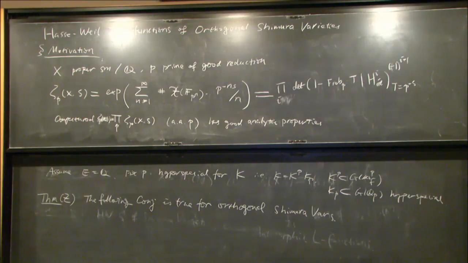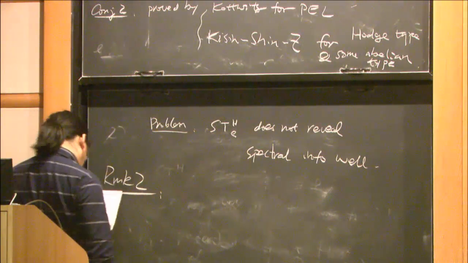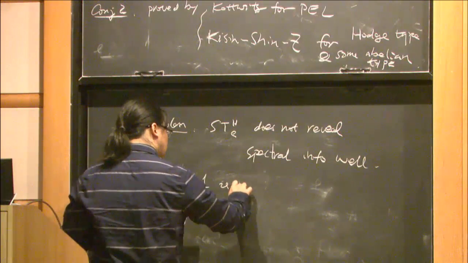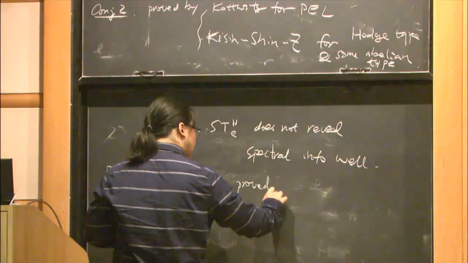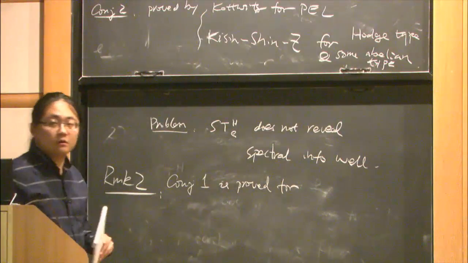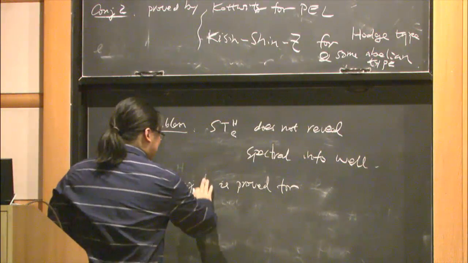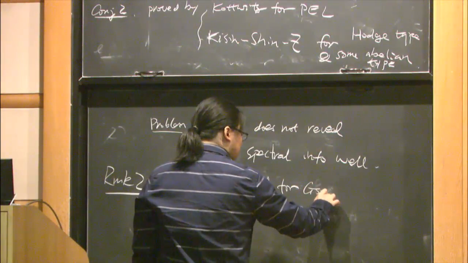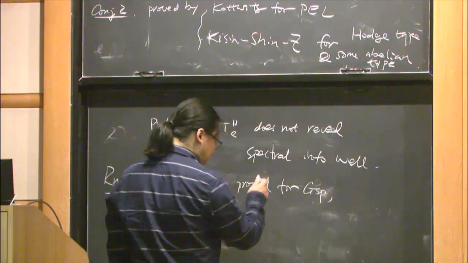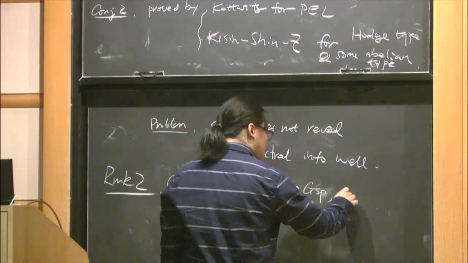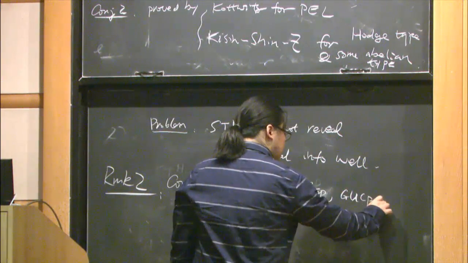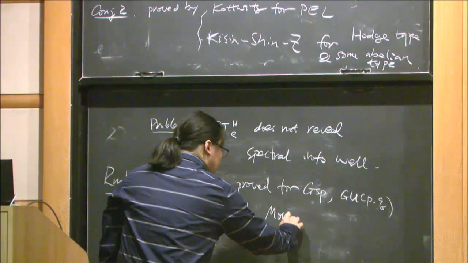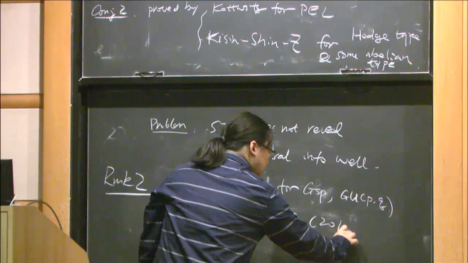Remark 2. Conjecture 1 is also proved for the Siegel modular varieties associated to GSp, and the Shimura varieties associated to GU(p,q), by Morel around 2010.